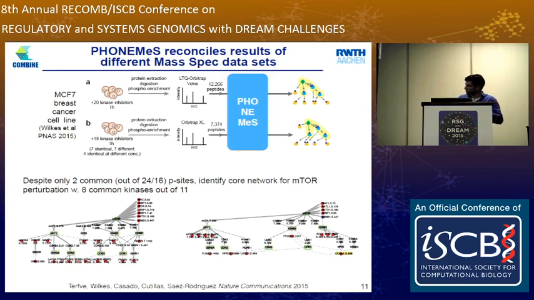As an example, if you look at what is downstream of mTOR, even though between the 2 studies you will see very little overlap in the specific phosphorylation sites, only 2 of around 20, the overlap in the kinases that you identify in the reconstructed pathways is around 70%. So you're able to really extract much more robust insights about the underlying functioning.